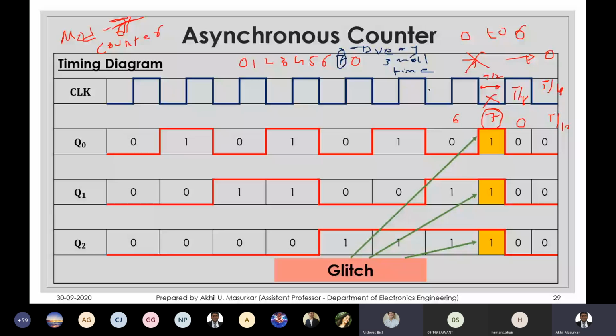So for this glitch one, we don't have to draw that circuit, right? No, not required. It is just for your information. Glitch you can show in the timing diagram, so the timing diagram is important. The circuit is okay, it will count only. Whatever it is, it will count.